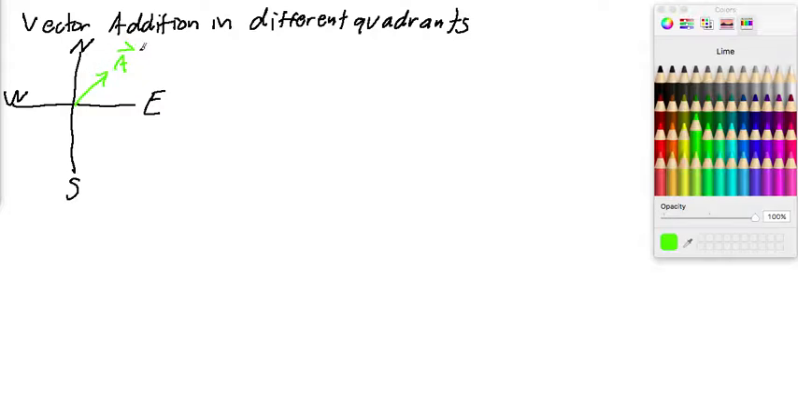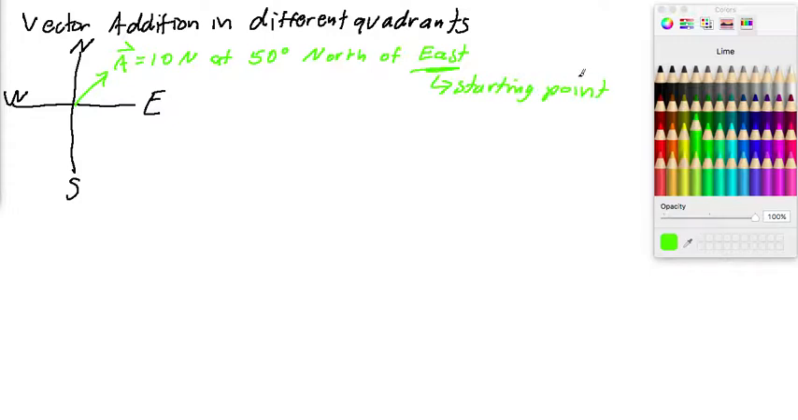So let's say this one is equal to 10 newtons magnitude at 50 degrees north of east. Now you've been wondering, north of east, I've never heard that. I always hear northeast, southwest, etc. Now north of east just means starting at east, so this is your starting point, and this is where you're heading. So let's go ahead and try it right here.